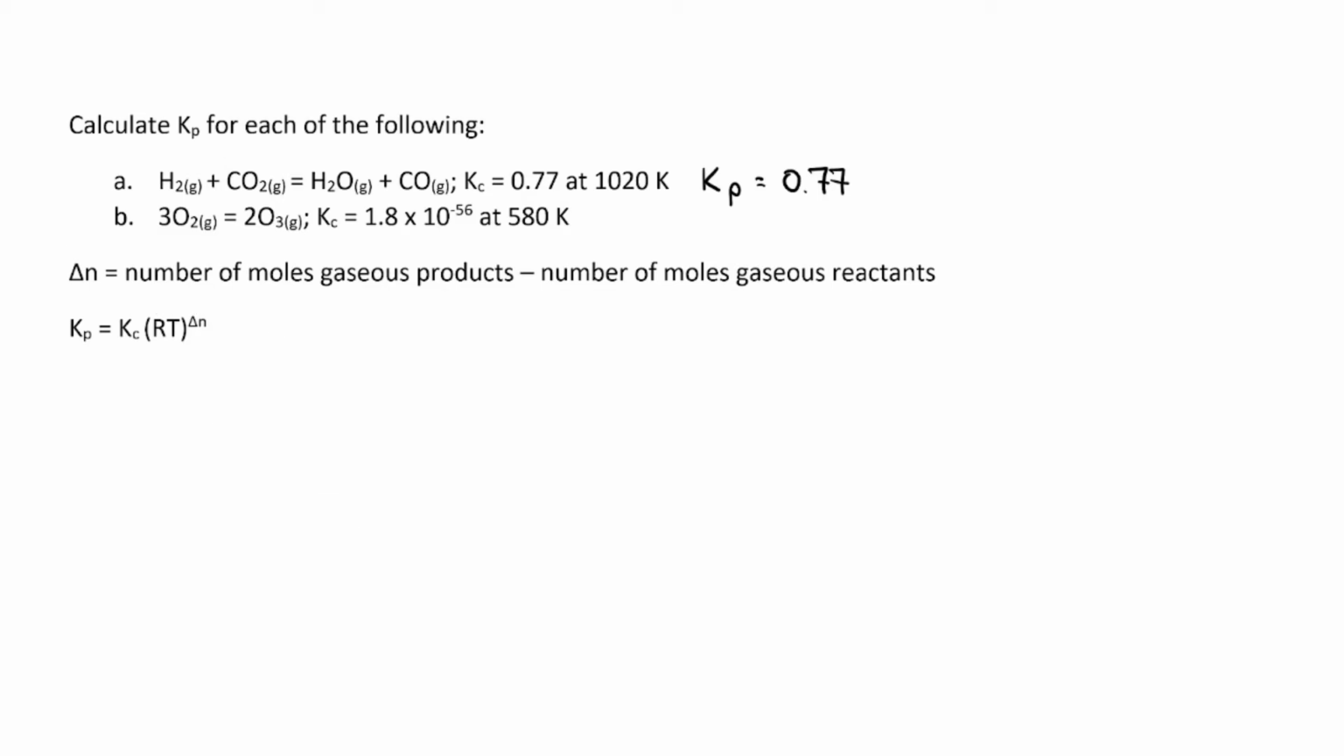Okay, so let's look at the next one. In the reactant side, we have 3 moles. In the product side, we have 2 moles. So same thing. We need to use this equation to find our change in moles, which is going to be 2 moles minus 3, which gives us -1 change in moles.